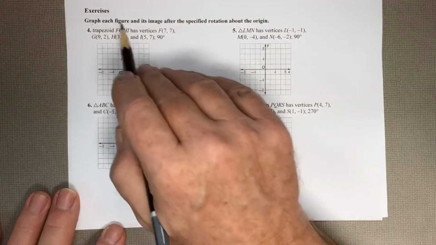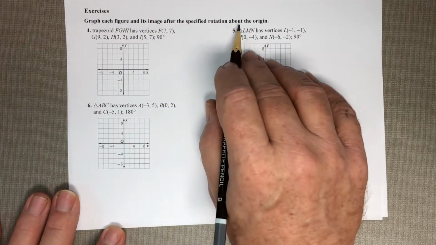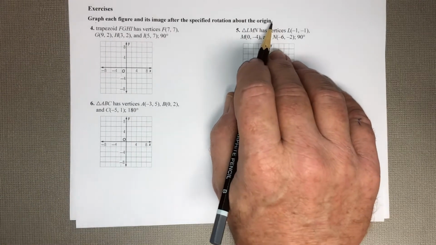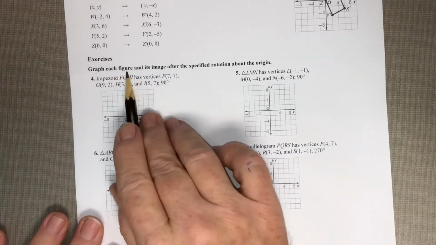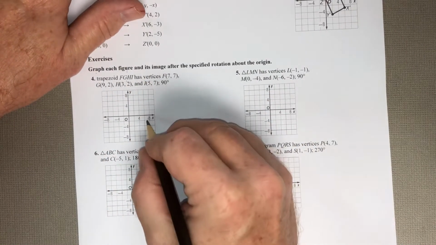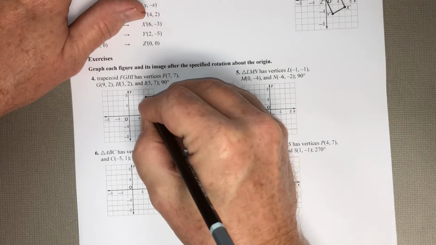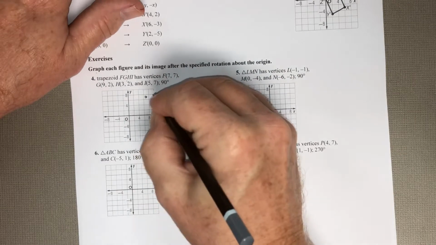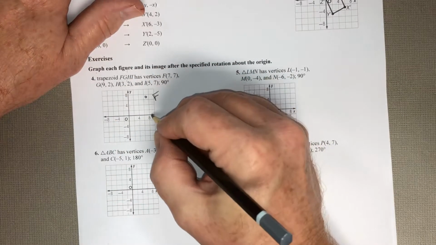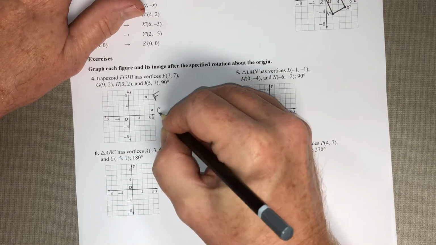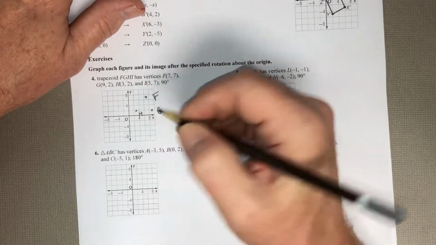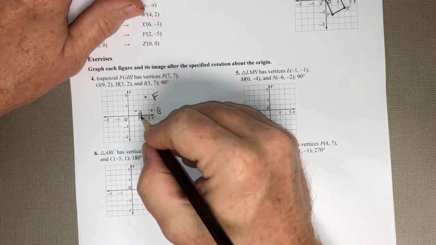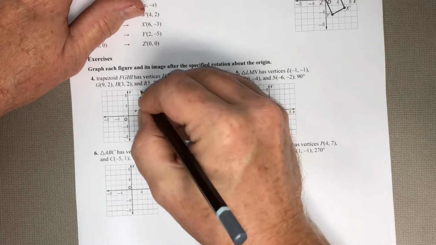The instructions say graph each figure and its image after the specified rotation about the origin. All of the rotations that we're going to be doing in this class are always about the origin. I'm going to first, with my pencil, plot the original because it said each figure. We have a trapezoid. F has coordinates of (7, 2), which would be approximately in the center of that box right there. There is point F. G is located at (9, 2). I believe that point right there would be point G. H is at (3, 2), so that would be point H. I is at (5, 2), so there is point I.